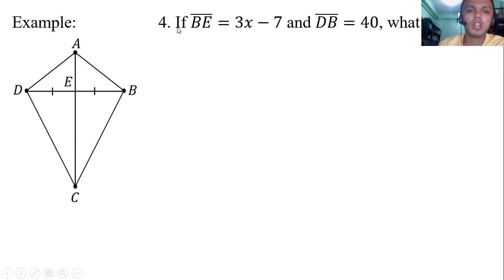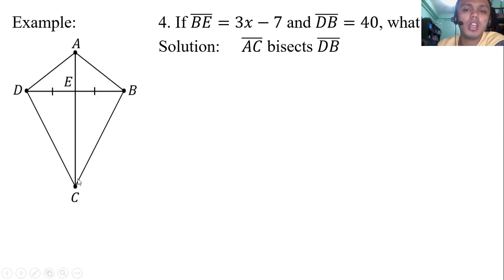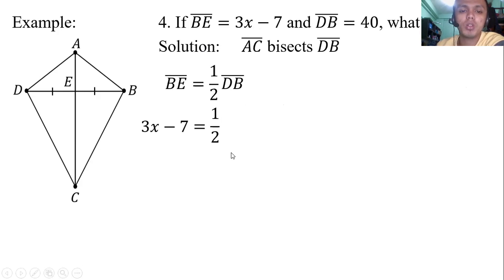Another one. How about this one? If BE naman is equal to 3x minus 7 and your DB is 40, what is BE? Okay? Now, to find BE here, we just find first the value of x, para mahanap natin si BE. Again, since diagonal AC bisects DB, we can use again this formula. We have BE is equal to 1/2 times DB. Substitute your BE to 3x minus 7 equal to 1/2 times your DB here, which is 40. 1/2 times 40 is equal to 20.